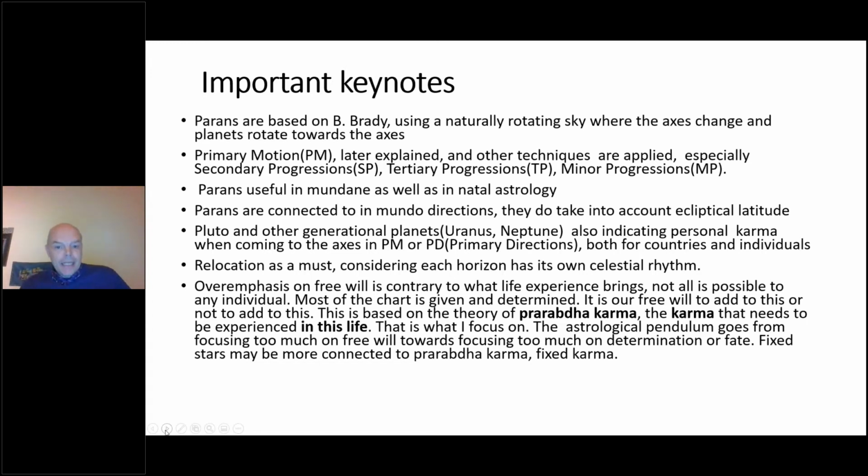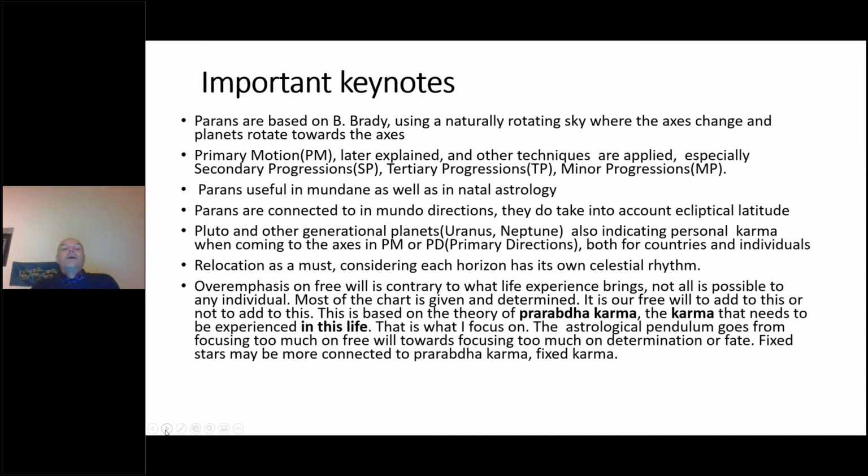Pluto and other generational planets, so Uranus and Neptune, can also indicate personal karma, when coming to the axis in primary motion or primary directions, both for countries and individuals. I do not think that Pluto is only a generational planet when we are using Parans. There's an exact moment when Pluto will reach the horizon or when he will culminate. That exact moment can refer to an exact time in the life of a person or a nation. And in that way, it's not only just a generational planet. Also something which will become clearer when I'm using the slides. This is just a small theoretical introduction.